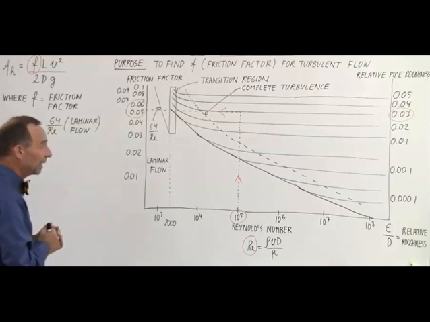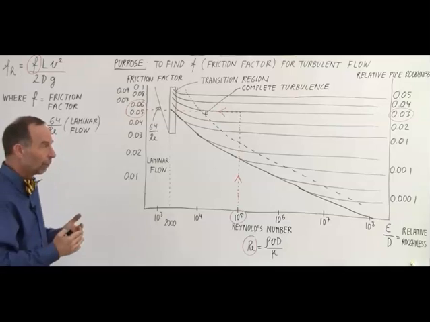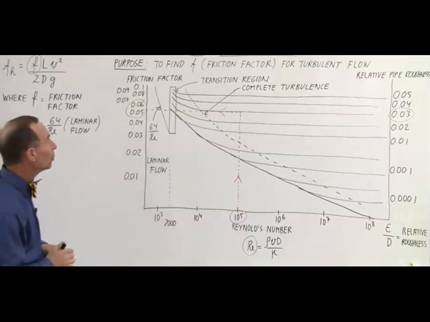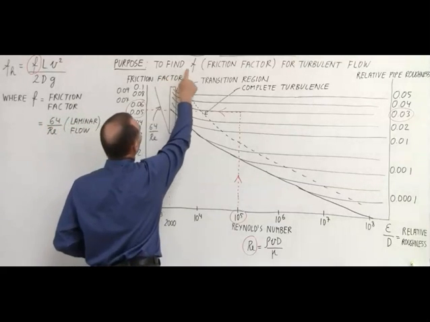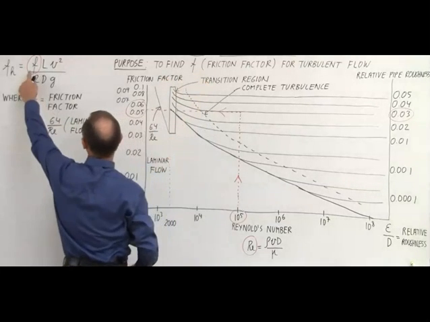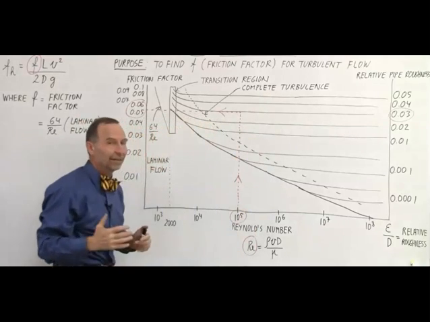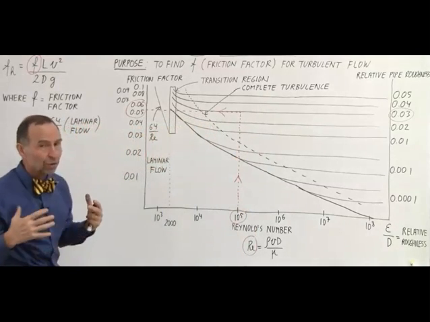Now, this is good if we have laminar flow, but what if we have turbulent flow? Well, for that we need what we call the Moody diagram. The purpose of the Moody diagram is to find the friction factor, that very same constant right here, which is unitless, for turbulent flow instead of laminar flow.